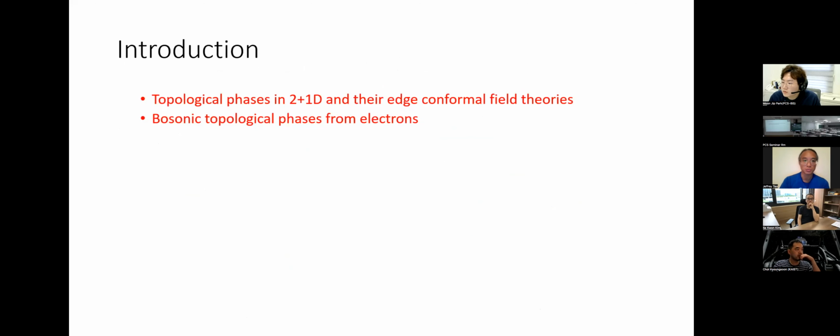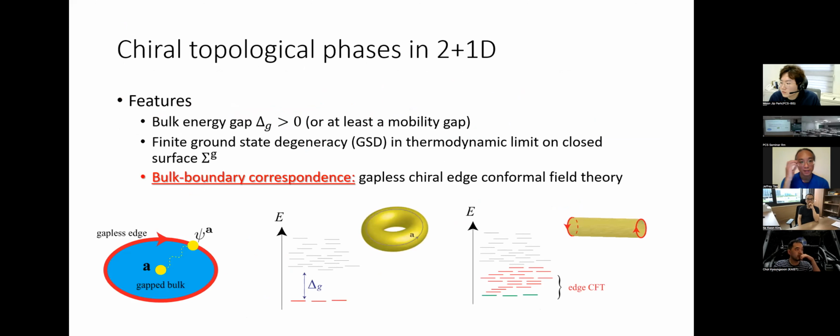So let me introduce the concepts of topological phases, and in particular bosonic ones that are constructed from electrons. Chiral topological phases have the following features. First, it must have a bulk energy gap. Delta G here is the finite bulk energy gap that is bigger than 0 in the thermodynamic limit.